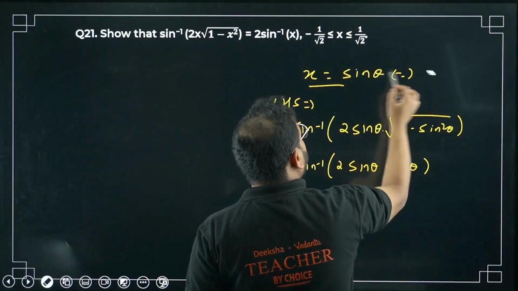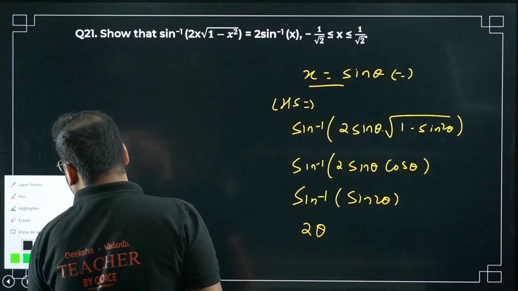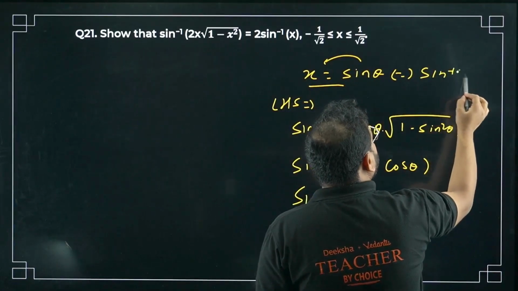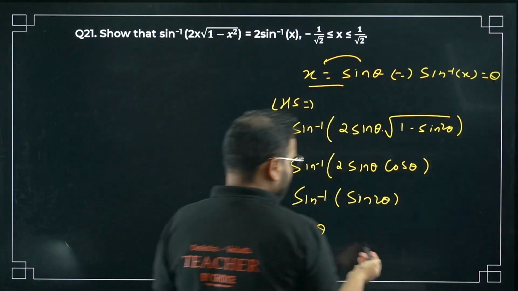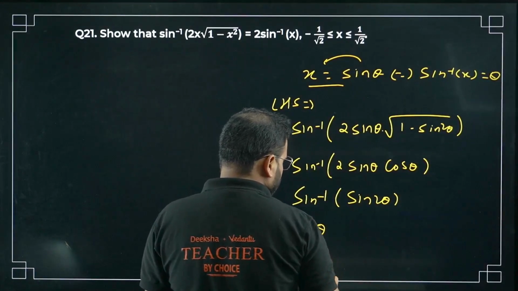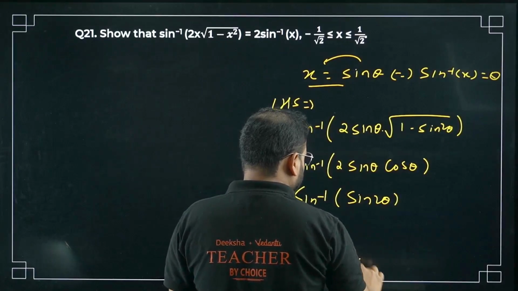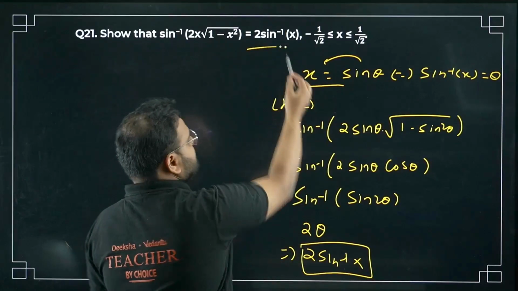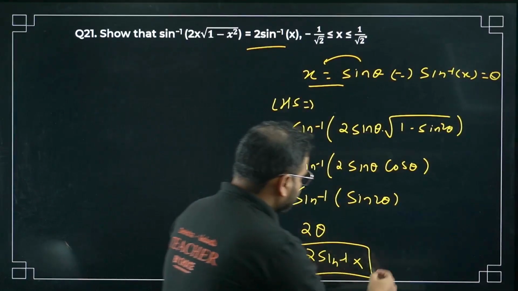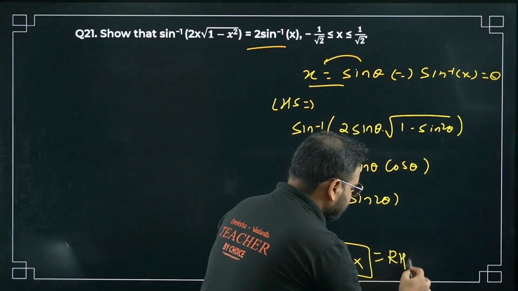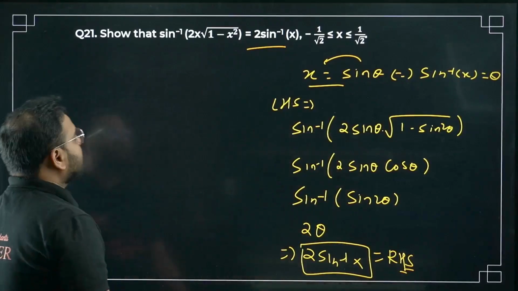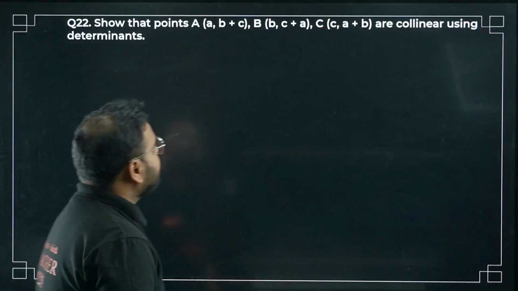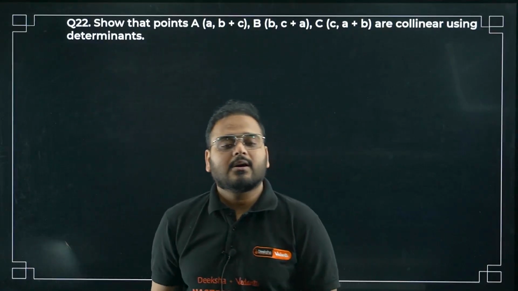Take x over here. So if you take sine inverse of sine, it becomes sine inverse of x, which is nothing but theta. So put it back. This whole thing will turn out to be 2 times sine inverse of x. Is this clear? Same as RHS. Very simple. Please have a look. Okay, let's move on to question number 22 now. So that the points A comma B plus C, B comma C plus A, and C comma A plus B are collinear.